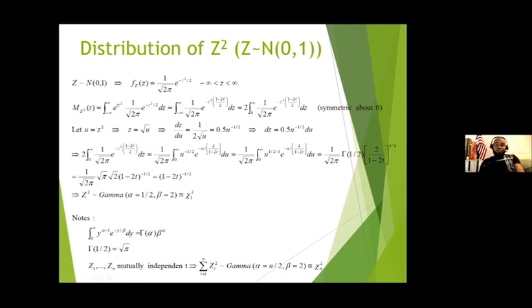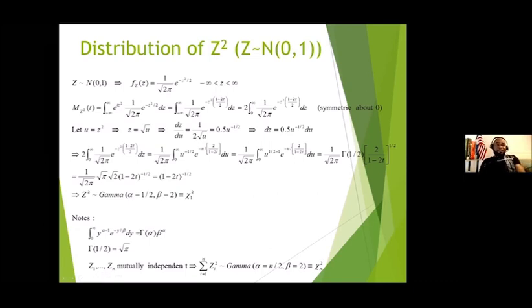When Z follows a standard normal distribution and we square Z, we are not going to have a standard normal distribution anymore. That will give us a new distribution, and that is what I want to show you now. By using the moment generating function, we can determine the probability distribution of a random variable. Z squared here is also a function of a random variable, because when Z follows a normal distribution, we are seeking to know what the distribution of Z squared is going to be.